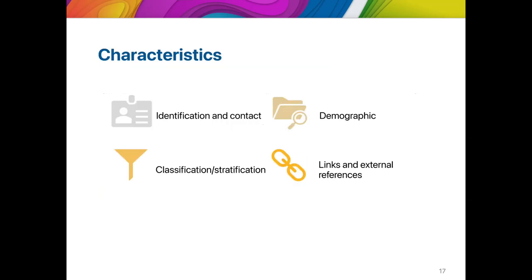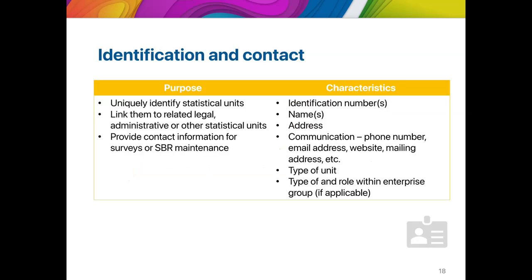So these covered units should have the following characteristics in the SBR. For identification and contact characteristics, these are used to uniquely identify units, link them to other related units, and provide contact information for survey, profiling, and data updating use. These characteristics can be identification numbers like TIN, business license numbers, and also addresses, contact information, and also the type of unit.